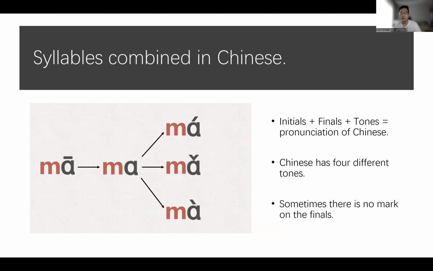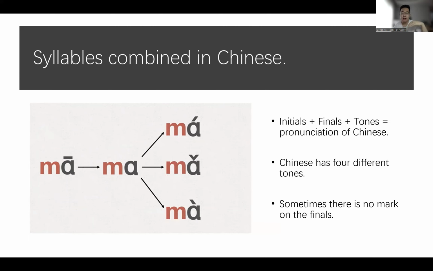The third tone falls first and then rises. It's just like the track of a roller coaster. So ǎ is the third tone. The fourth tone is the falling tone. It's like someone just hit you instantly. Ah. So à is the fourth tone.